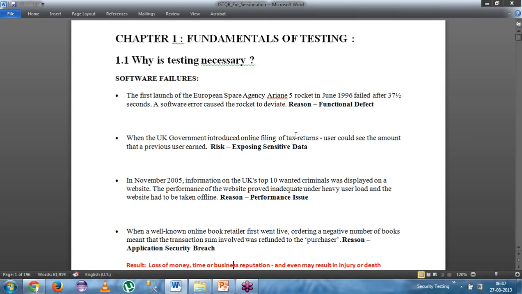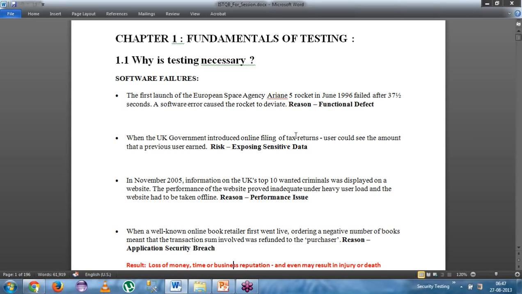a user could see someone else's previously earned amount. So the risk here is exposing sensitive information. Similarly, we can see other examples. There are various defects that have hit the markets, and they have hit that particular organization or the brand value of the company.